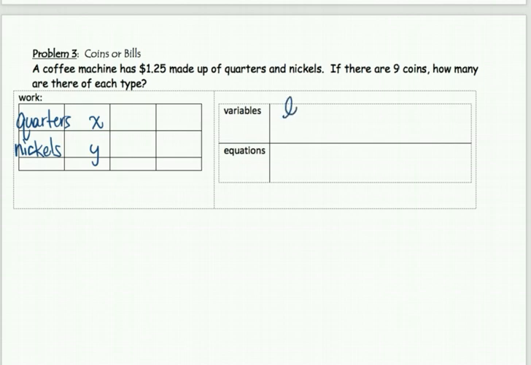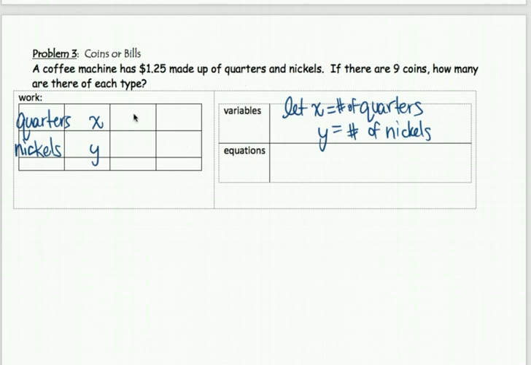And define the variables. So let x be the number of quarters, and y be the number of nickels. And we don't need any units. Just make sure to specify what about the nickels and quarters. A lot of you just wrote x is quarters, y is nickels. That's just too vague to get full marks, okay? But we don't need any units because we are looking at just a quantity of things here.